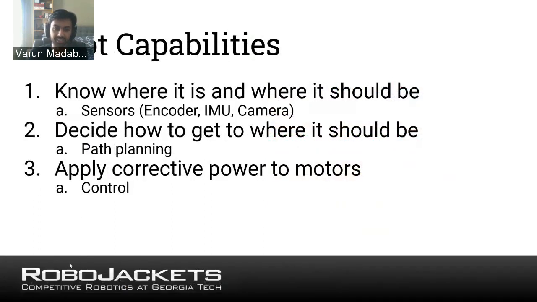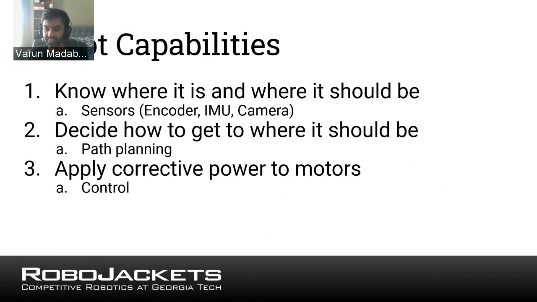And in order to do this, your robot has to be capable of those three things here, which is it needs to know where it is and know where it should be. So knowing where it is, the robot generally starts in a known location, and you know the layout of the field, so you have to figure out where you are in the field. And you can do that using a combination of sensors, traditionally encoders and an IMU, which is an inertial measurement unit, and you can supplement that with a camera.